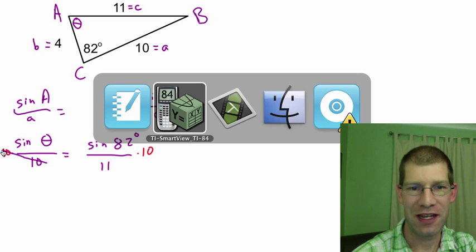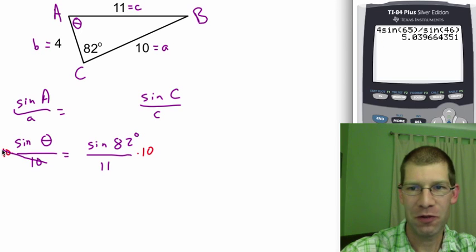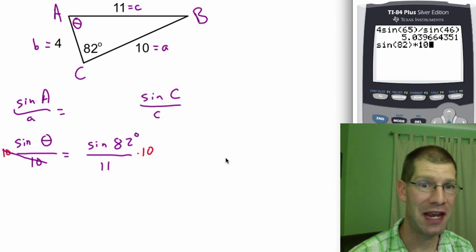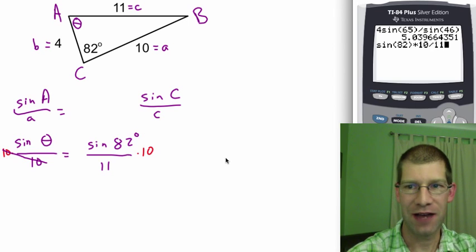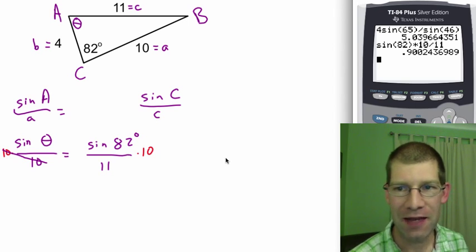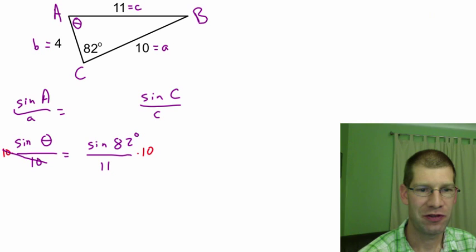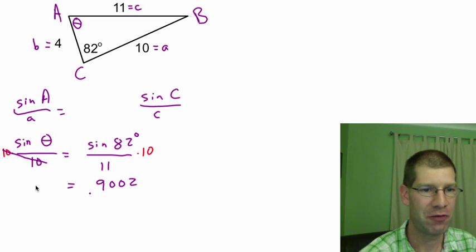And I'm left with sine of theta equals, let's punch in that right side. If I do it the way it's written, I have sine of 82. Make sure you end your parentheses before you multiply by 10, because we're not multiplying the angle 82 by 10 to make it 820, we're multiplying sine of 82 by 10. And then we divide that by 11, and I get 0.9002. I was always told to write those out to 4 decimals. In a moment we're going to use the answer button on our calculator, so it doesn't really matter. We're not really rounding here yet.